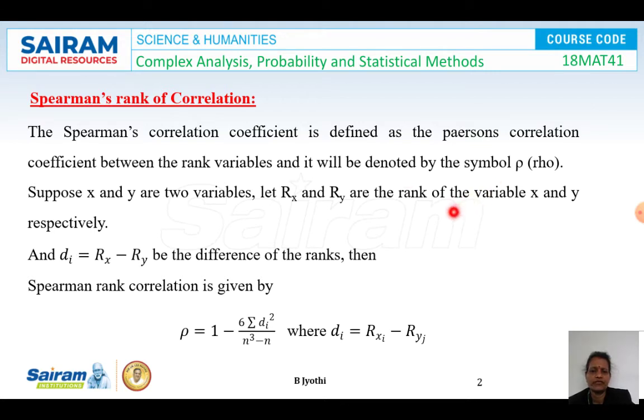Suppose we have two variables, say x and y. Let Rx and Ry be the ranks of variables x and y respectively. Then we take the difference of the ranks, that is di, which is given by Rx minus Ry. Then the Spearman's rank correlation is given by rho equal to 1 minus 6 sigma di square by n cube minus n, where di is rank of xi minus rank of yi, that is Rxi minus Ryi.